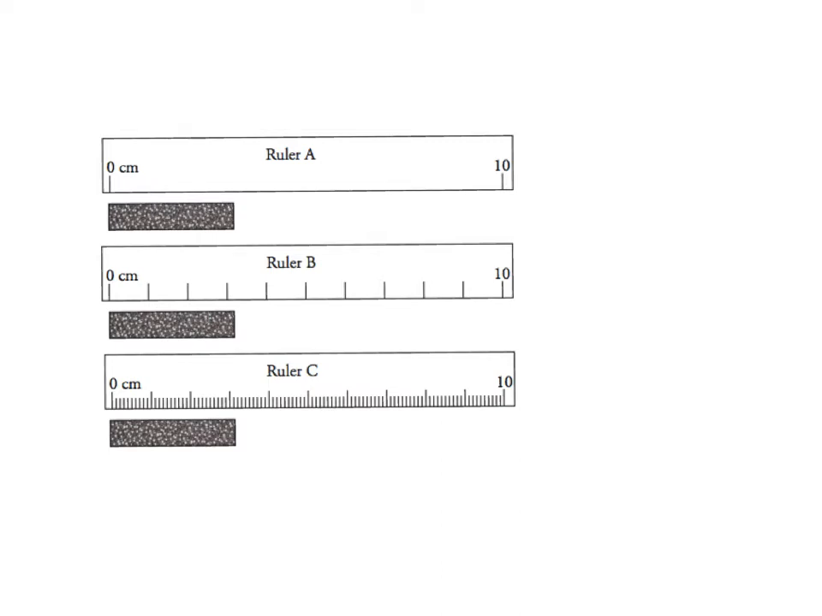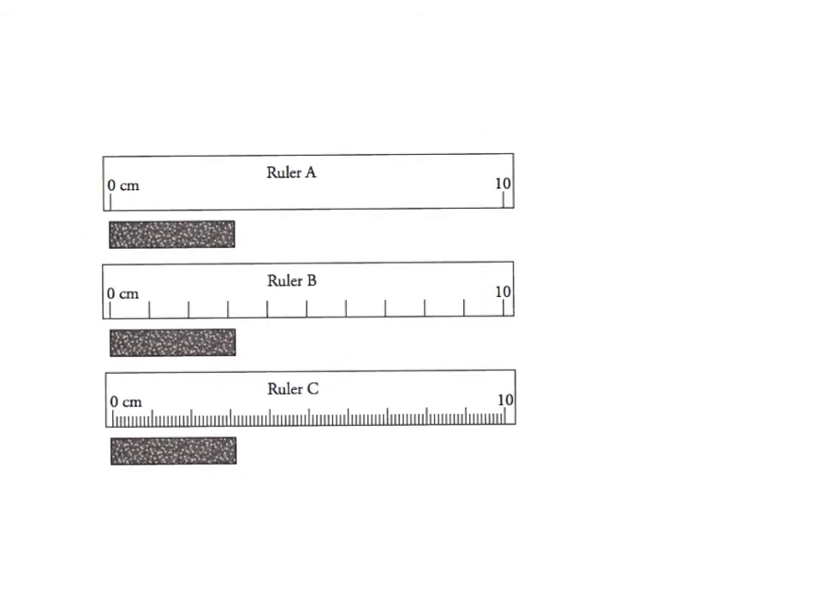But maybe that's all you have. That's the resource that you have, so you have to use it. You can't know any numbers, but you're allowed to make one estimated guess. It looks like it may be somewhere between 3 and 4. So we're just going to guess 3. Using ruler A, the best guess that we could get is that piece of wood or whatever we're measuring is 3 centimeters long.